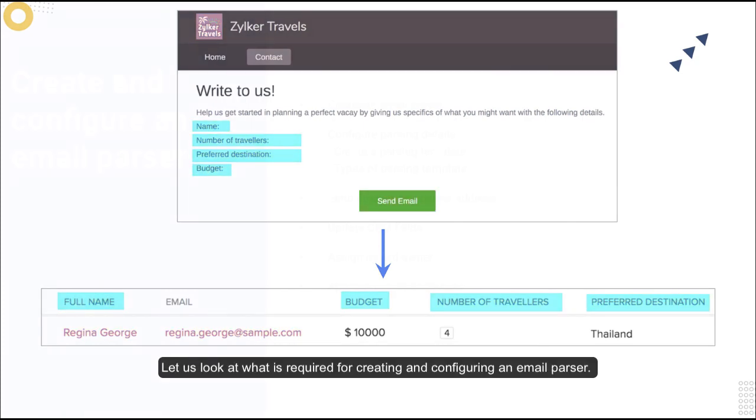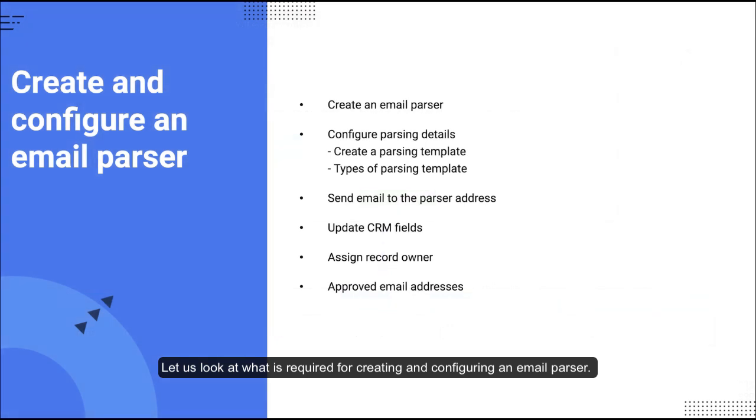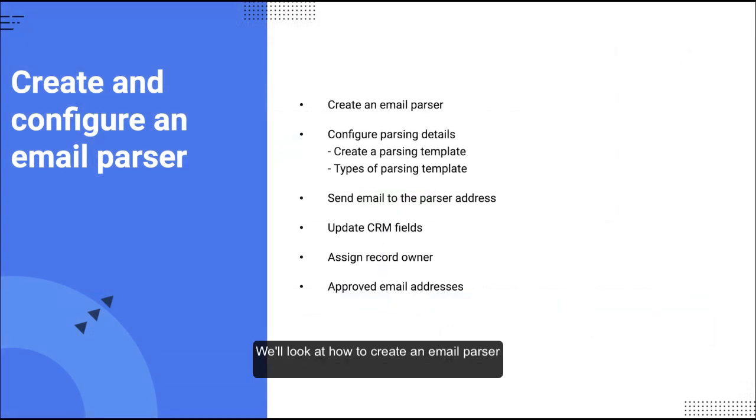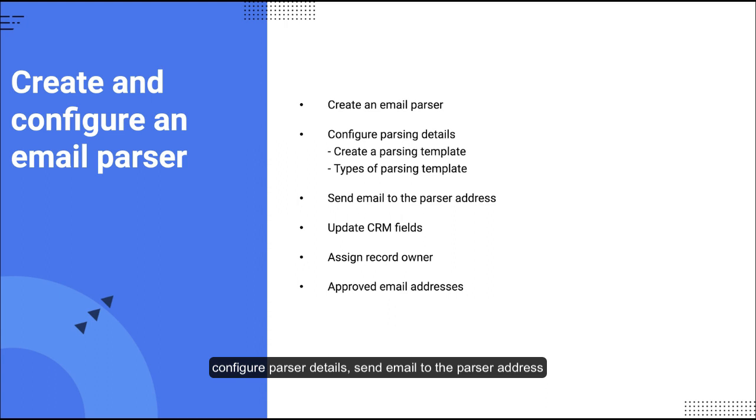Let's look at what's required for creating and configuring an email parser. We'll look at how to create an email parser, configure parser details, send email to the parser address, update CRM fields, and assign a record owner and approved email addresses.